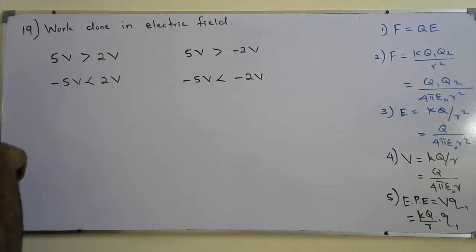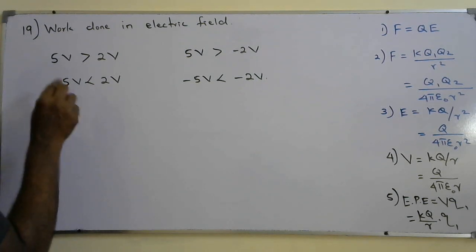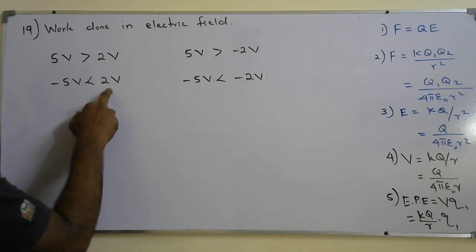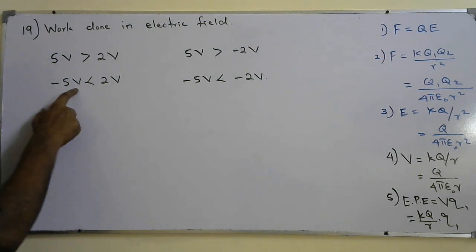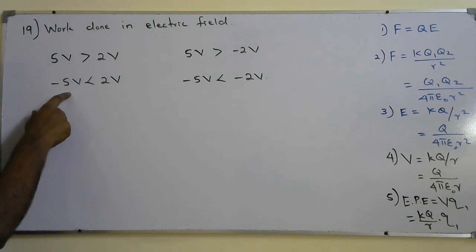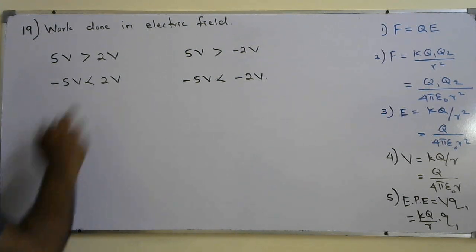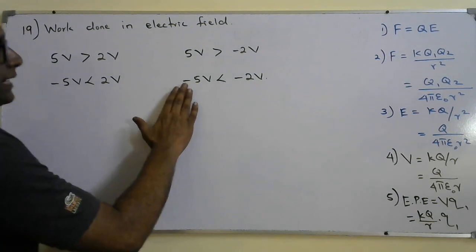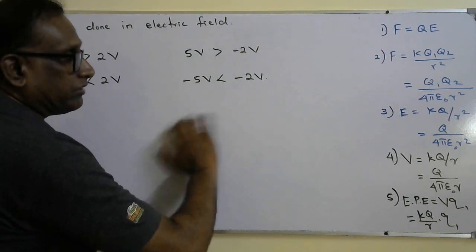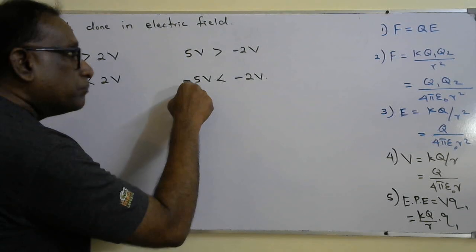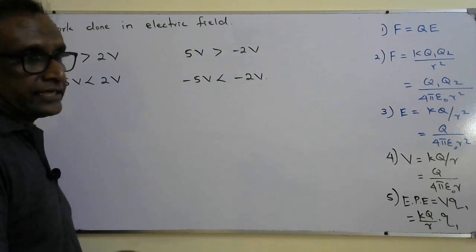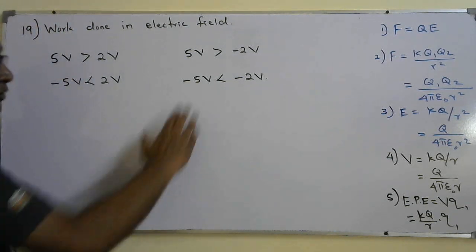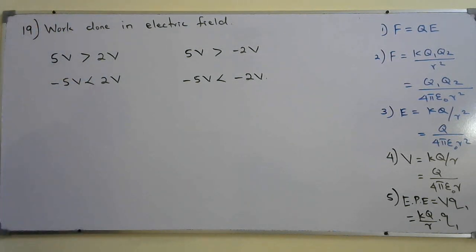Same way, there's a point that has minus 5 volt, another point has positive 2 volt, means the point that has minus 5 volt is a lower potential point and the point with 2 volt is a higher potential point. Same way, when we consider minus 5 volt and minus 2 volt, two different points, the point that has minus 5 volt is the lower potential point. The point with minus 2 volt is the higher potential point when we compare these two voltages.